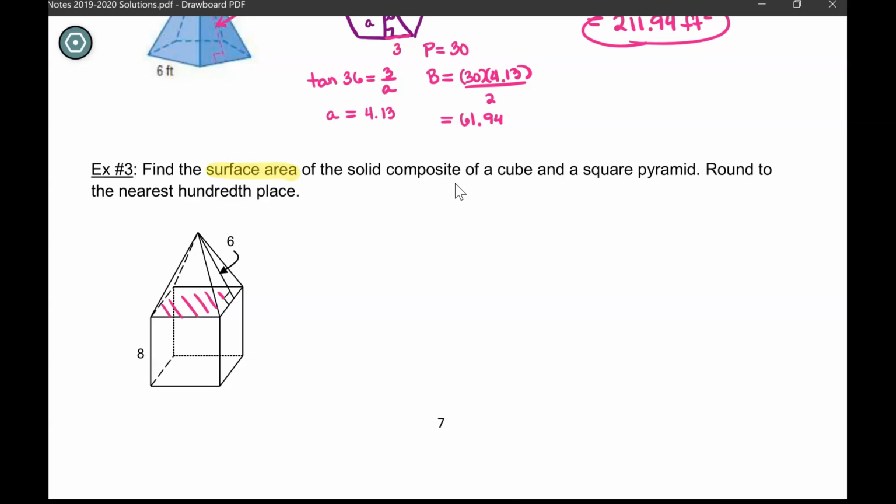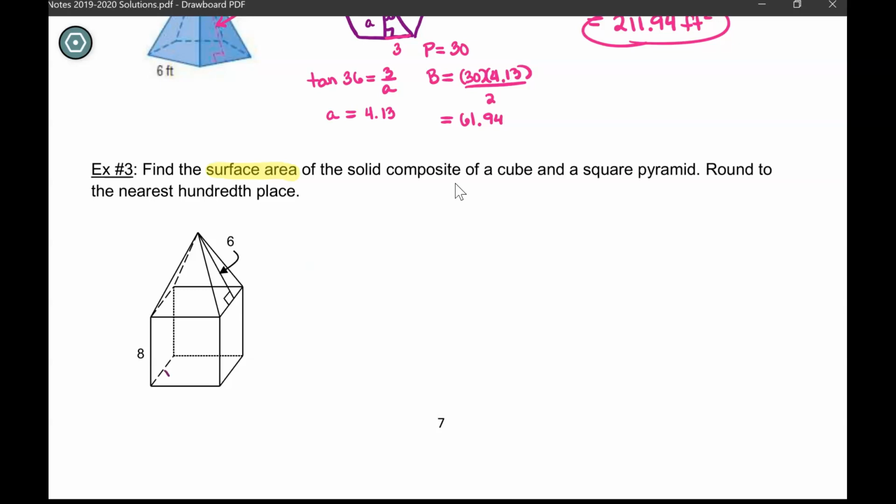So there's 2 ways to do this. We could do the area of the pyramid and the area of the prism. And we would just have to subtract the base of the pyramid and one of the bases of the cube. The way I'm going to do it, though, is I'm going to just look at it all together.